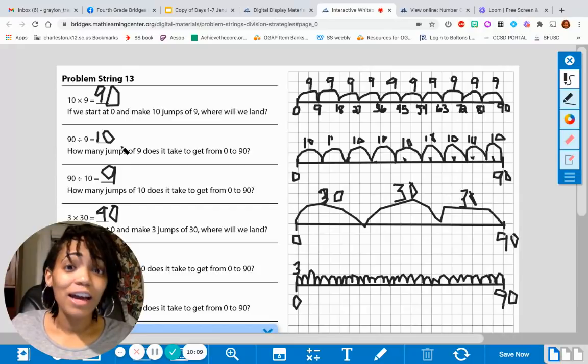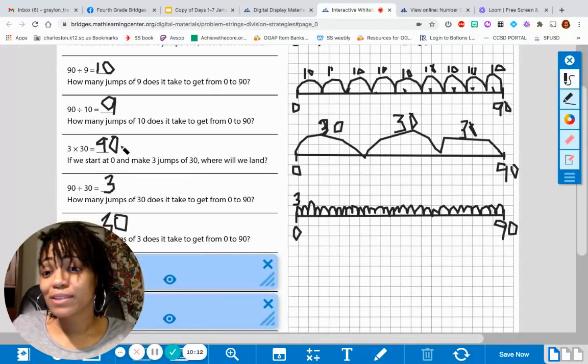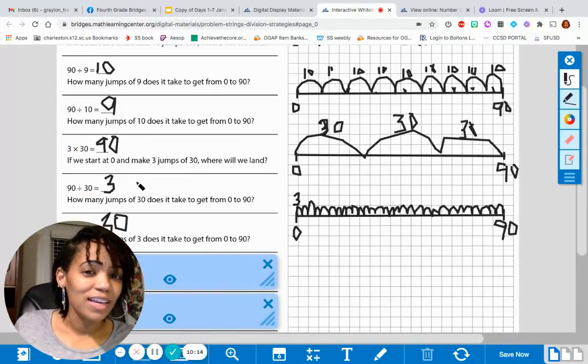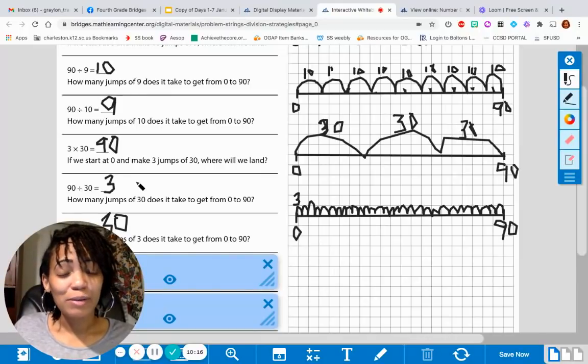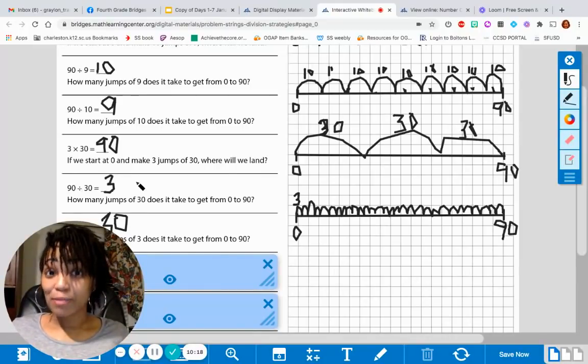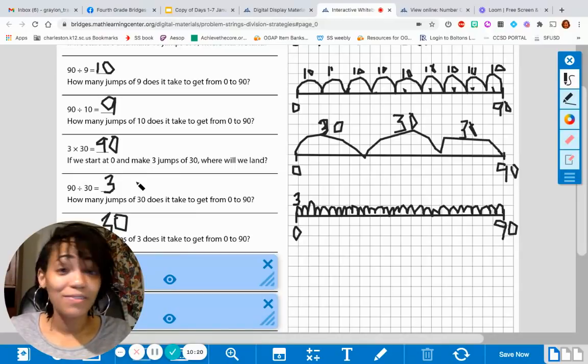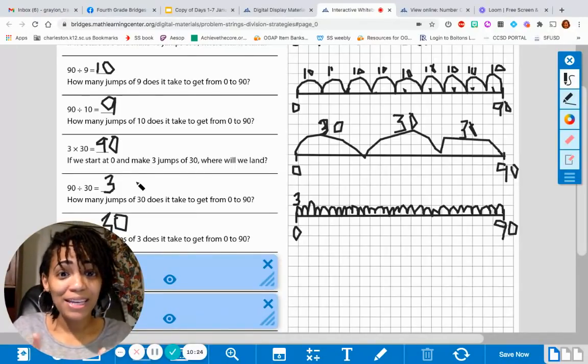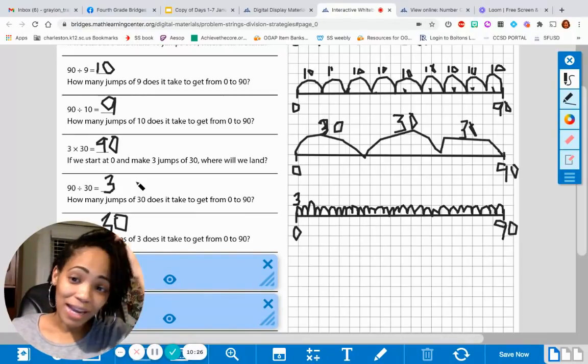That means if you know 10 times 9 or 9 times 10, you know 90 divided by 9. If you know 3 times 30, you know 90 divided by 30, or even 90 divided by 3. Remember all those years we talked about fact families with addition, subtraction, and then eventually possibly multiplication and division? Now it's coming in handy, right?